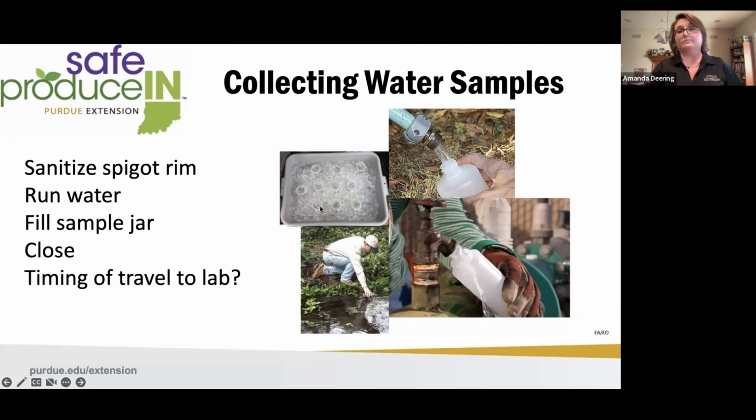And then if you're bringing it to the lab, we want to keep it on ice or keep it as cold as possible, even if you're shipping it to the lab, because keeping it cold will make sure that if there are any bacteria in there, they're not going to start growing. If you leave it at room temperature and bacteria are in there, they could start growing and it wouldn't be a representative sample.